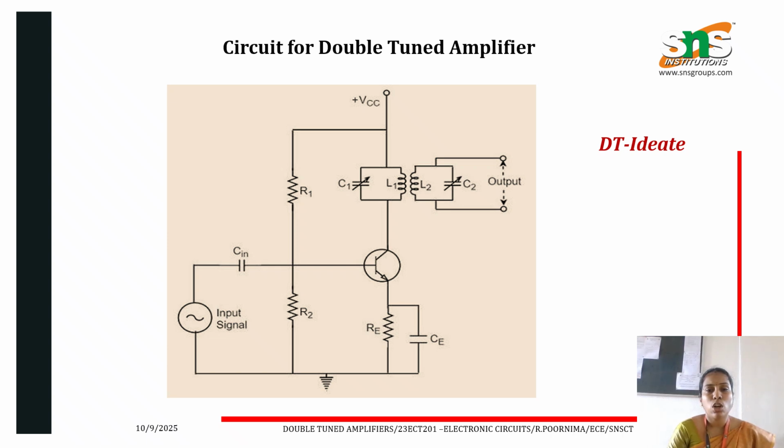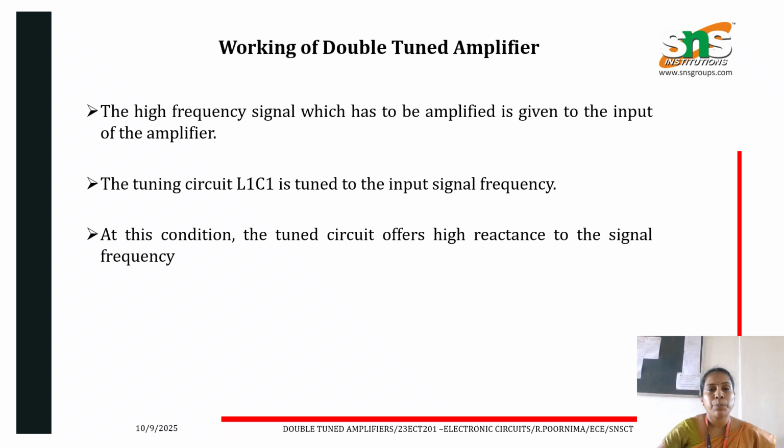Here a common emitter configuration amplifier is used, and at the collector we have two tuned circuits L1C1 and L2C2. The collector of the amplifier is connected to L1C1, and it is connected to the second using the mutual coupling method. This double tuned amplifier is used to provide better selectivity.